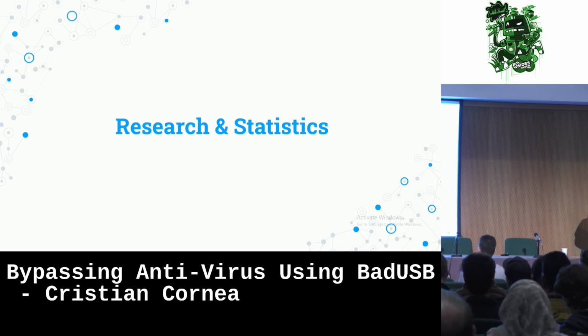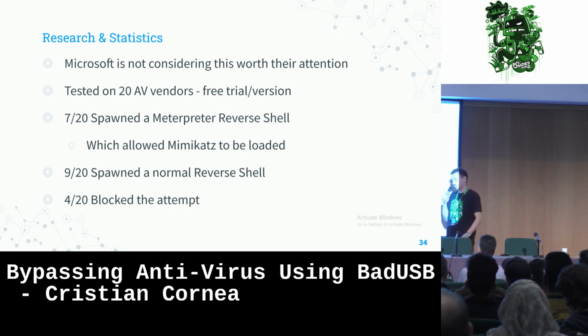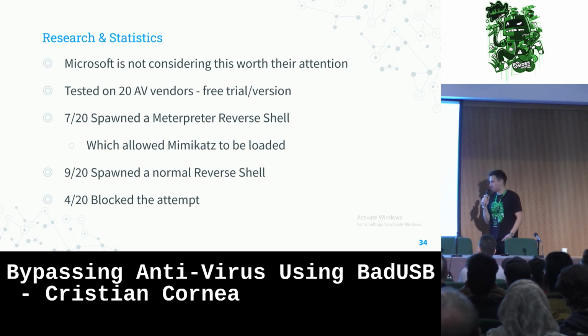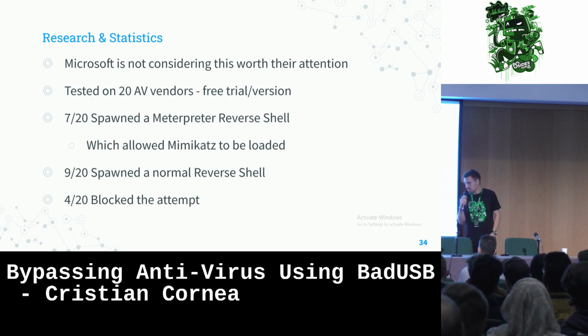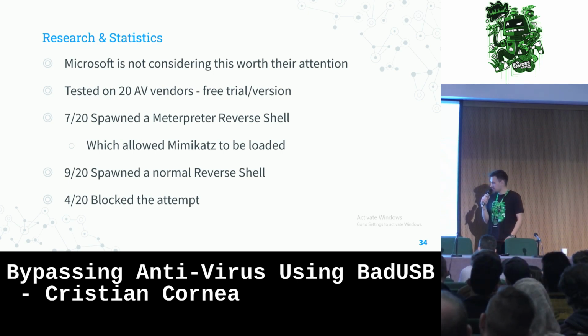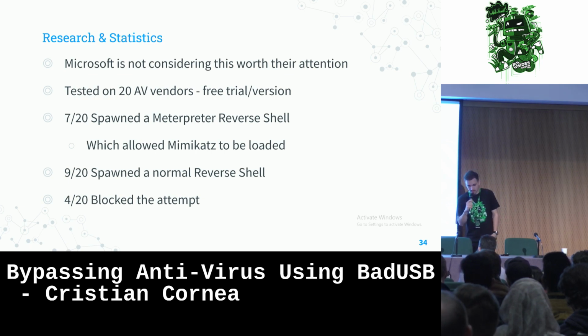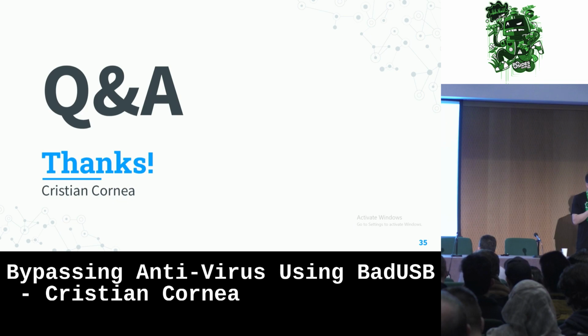And some research and statistics. Basically, the same payload was executed against 20 antivirus vendors besides Microsoft. 7 from 20 spawned a Meterpreter reverse shell, and it allowed Mimikatz to be loaded directly into memory. And 9 from 20, just a reverse shell. So the 9 antivirus vendors caught the Meterpreter reverse shell, but they allowed the reverse shell. And 4 from 20 blocked the attempt when we tried to use Add-Type within PowerShell. So that's basically it. Some questions?